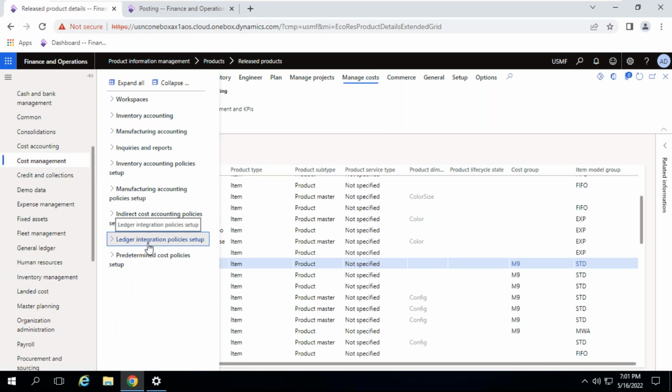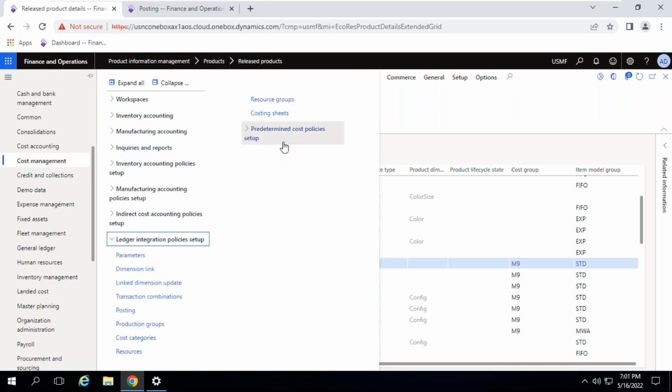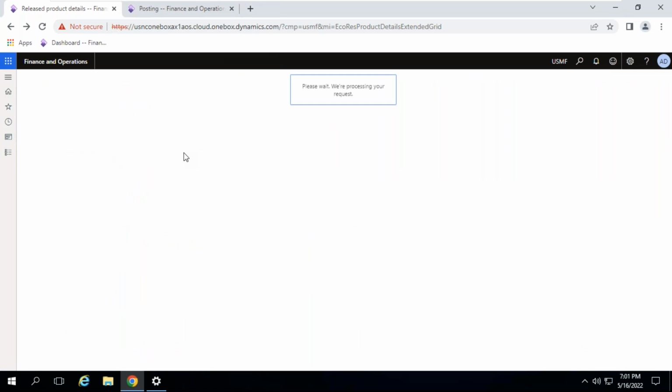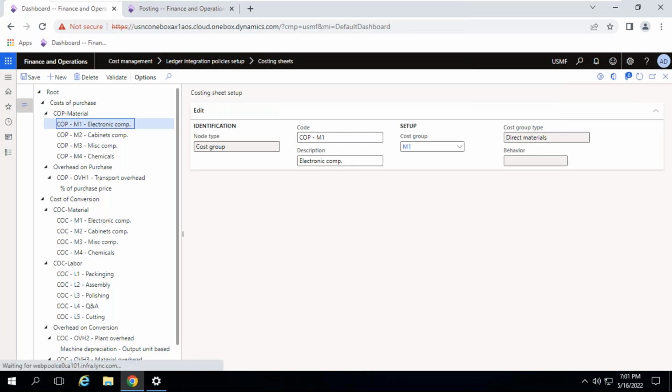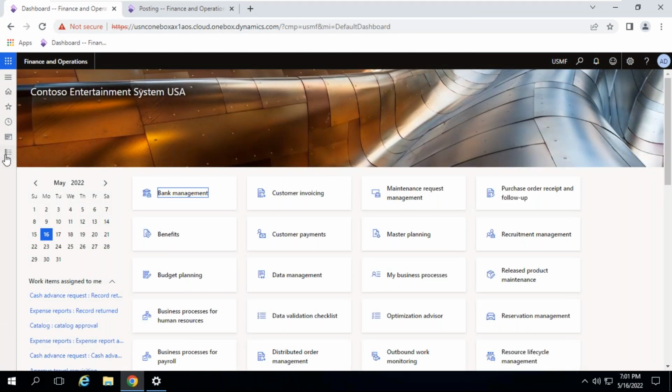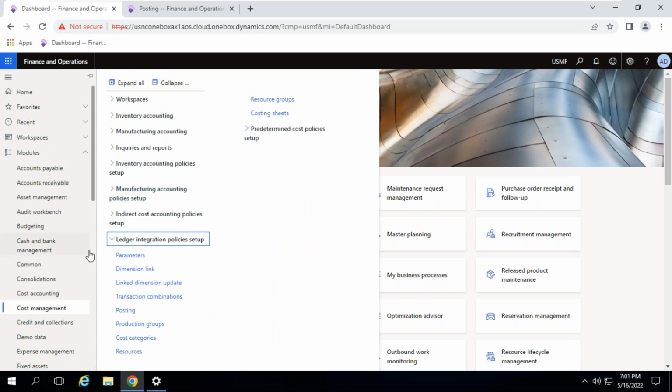Collapse all. Here, costing sheet. Whenever you are creating a costing sheet, you need to map cost. It is mandatory. There are so many links that you will understand in manufacturing, not here, to be frank.